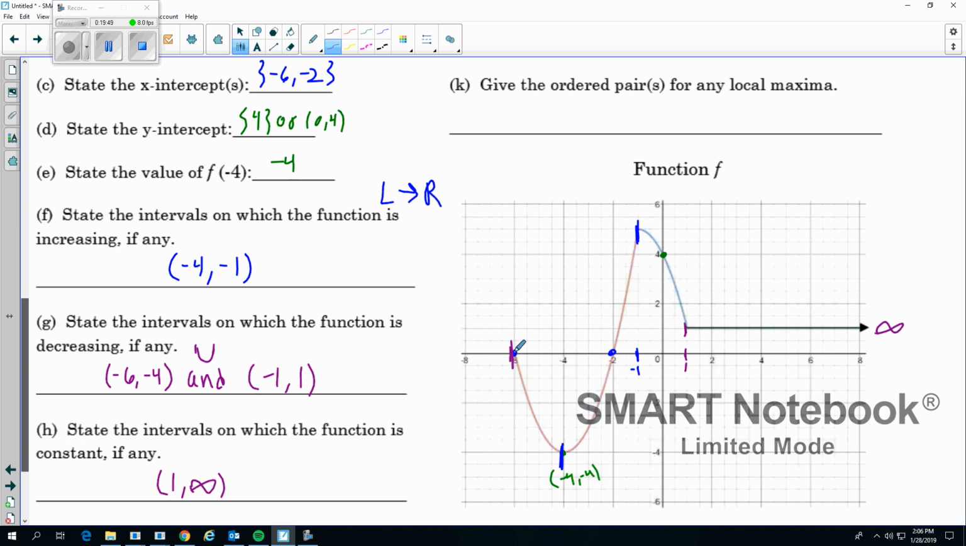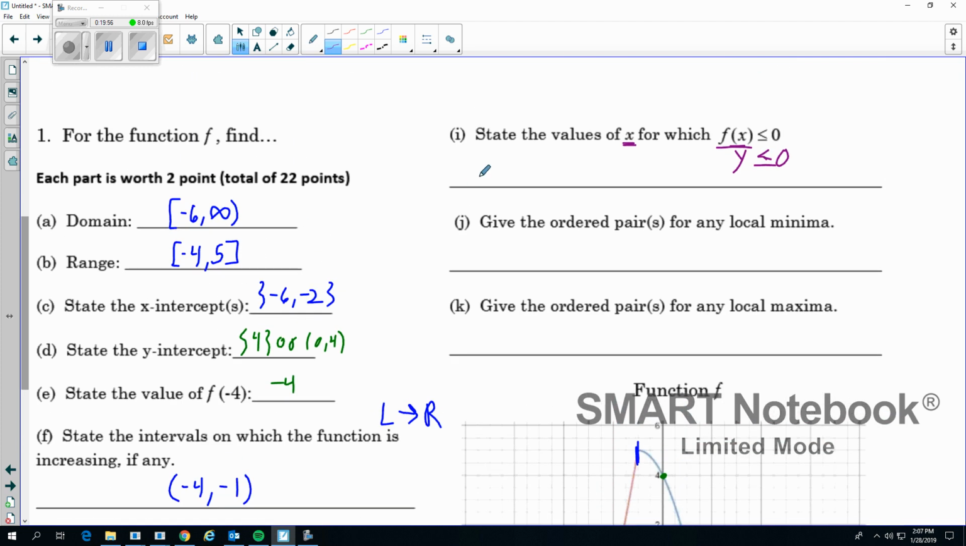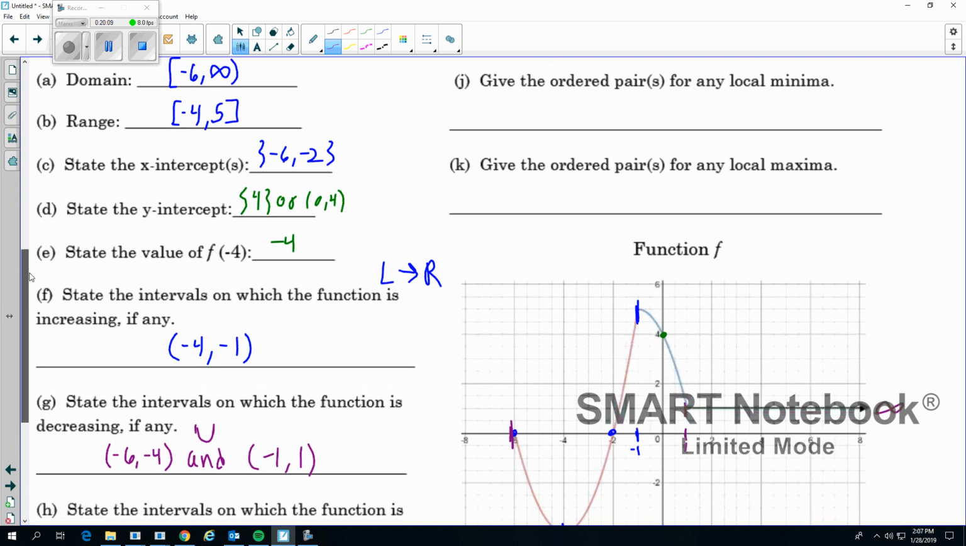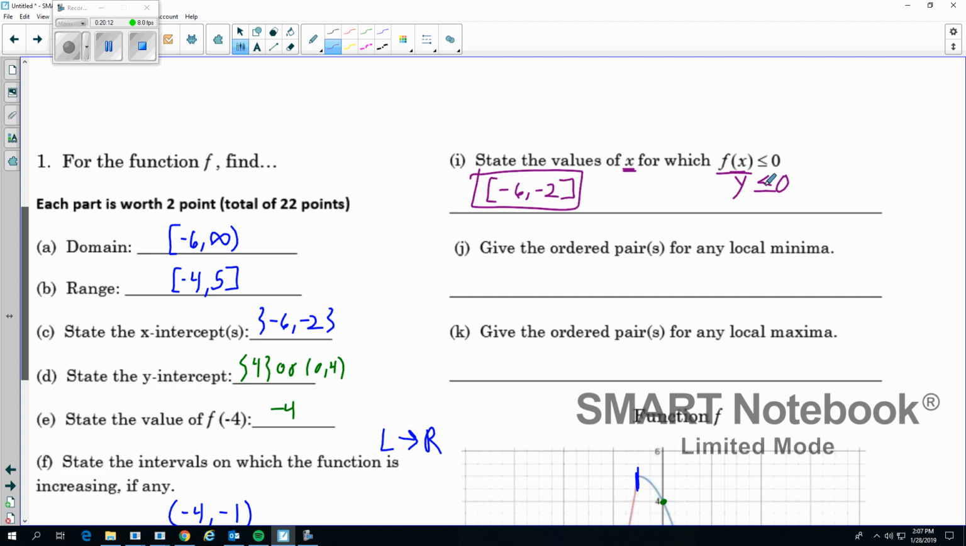So it's going to be from when x is -6 to when x is -2. So this time we actually need to use a bracket here. So from -6 to -2 bracket. And so you're basically giving the domain for which the y values are less than or equal to 0. If it would have just been less than, then we would have used parentheses because then we wouldn't have counted 0. But since it has the equals to, we count when the graph is equal to 0 also.